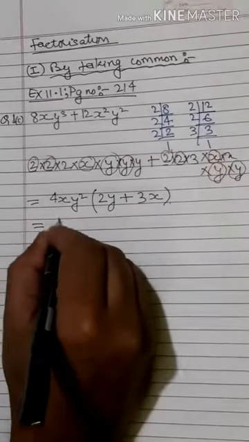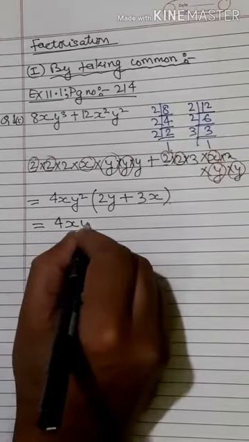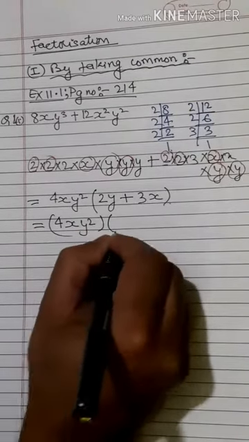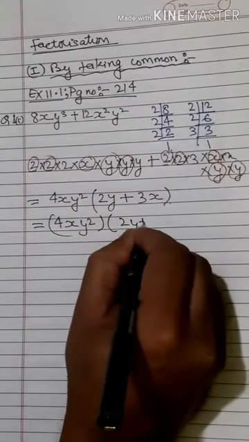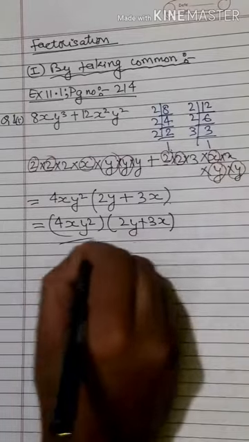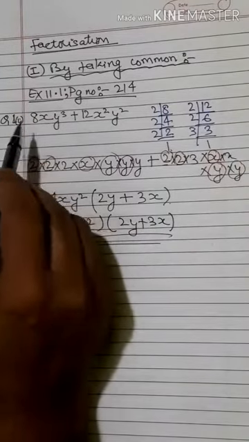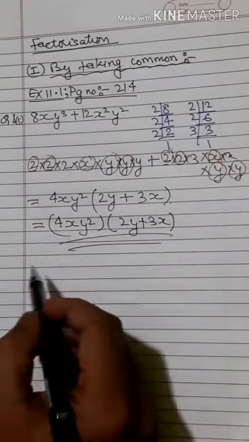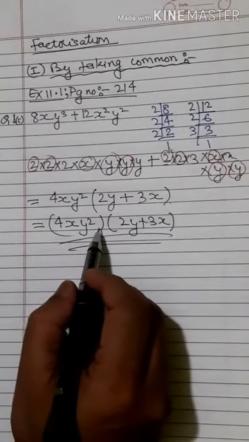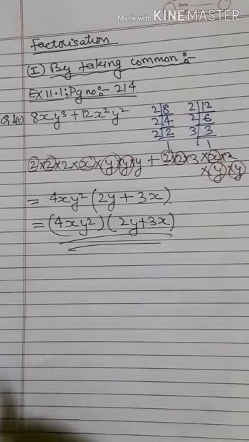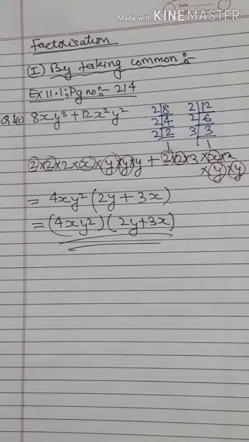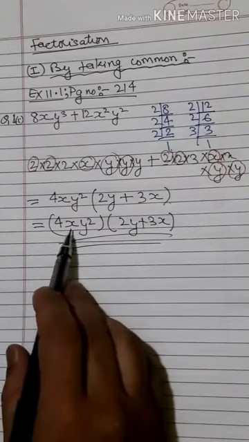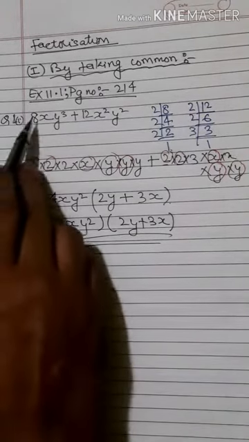So what are our factors? Our factors are 4xy² multiplied by (2y + 3x). So this polynomial 8xy³ + 12x²y², the factors are 4xy² multiplied by (2y + 3x). If you want to check whether your answer is correct or not, you simply multiply both the brackets, you will get back the question.